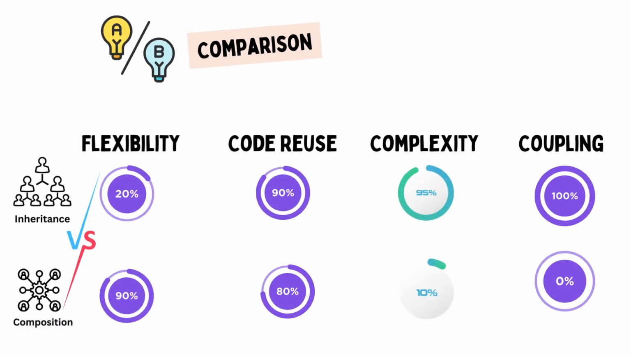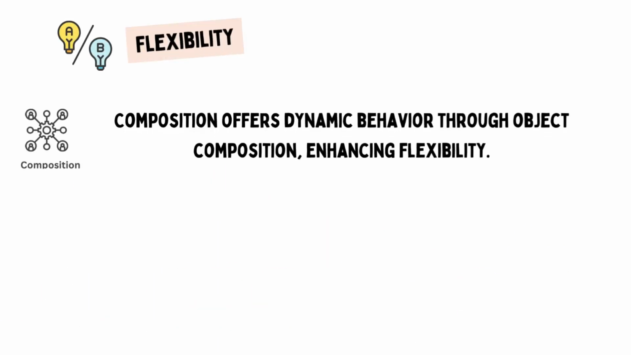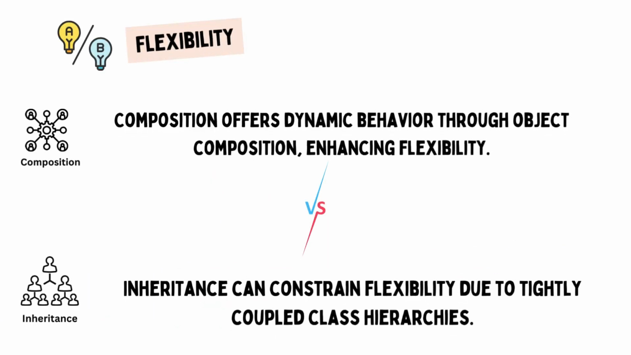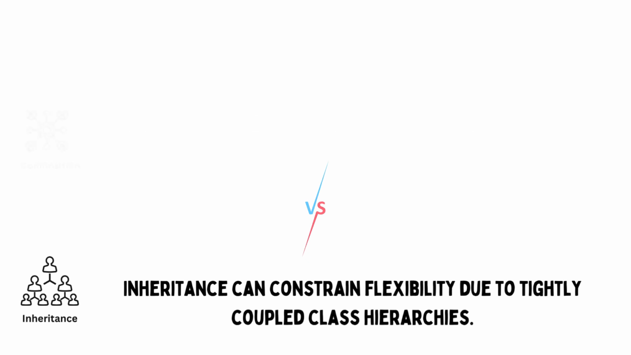Let's compare inheritance with composition. Let's start with flexibility. Composition offers dynamic behavior through object composition, enhancing flexibility. And inheritance can constrain flexibility due to tightly coupled class hierarchies.